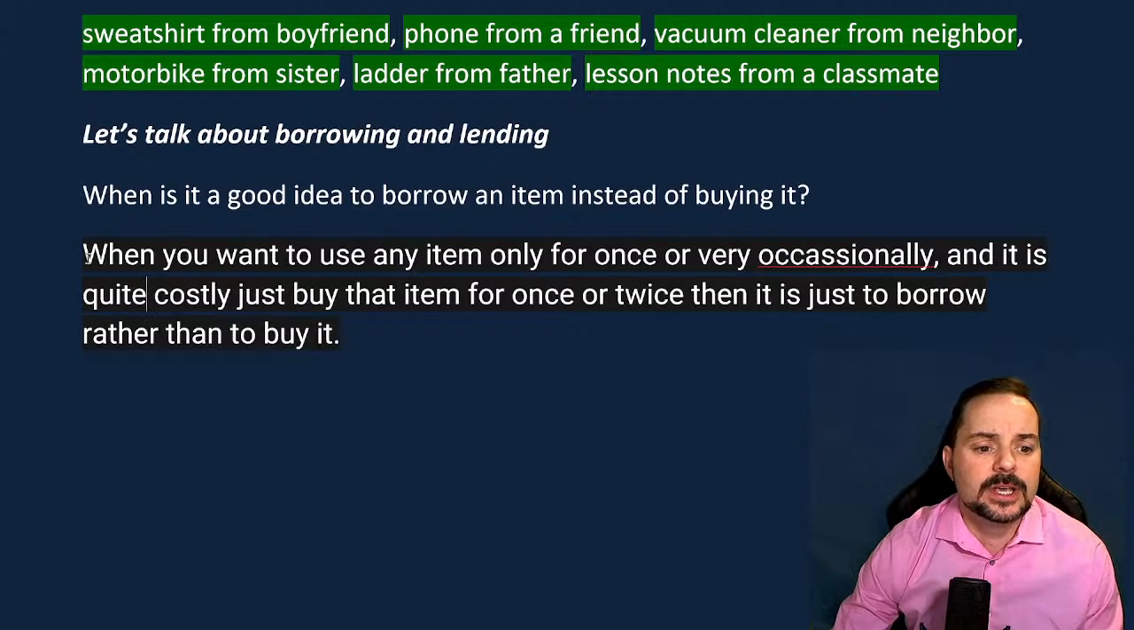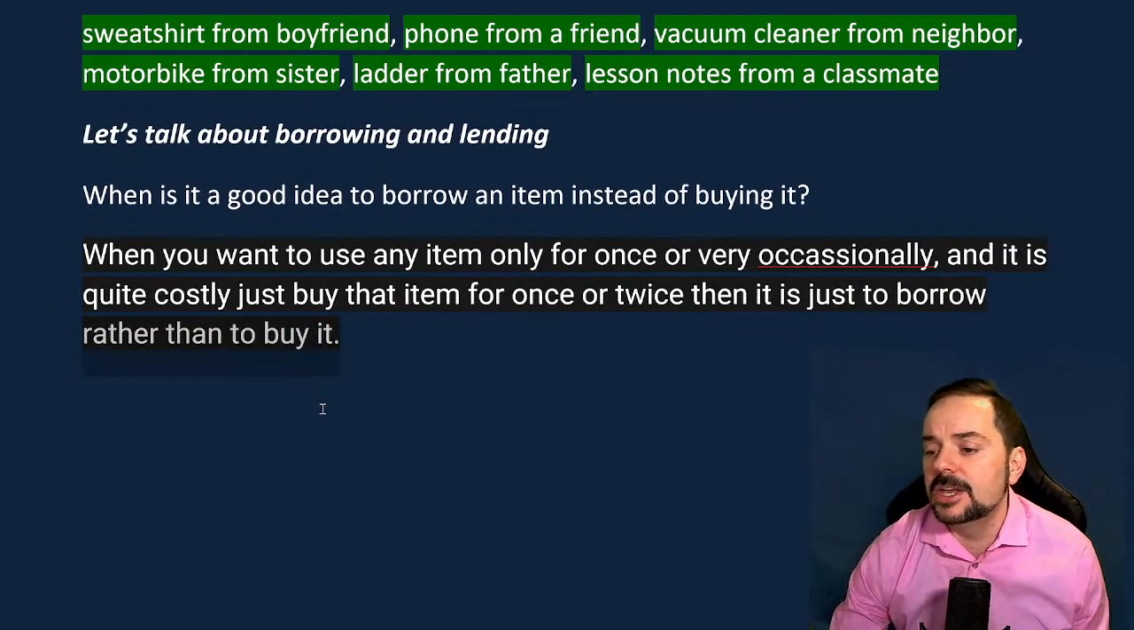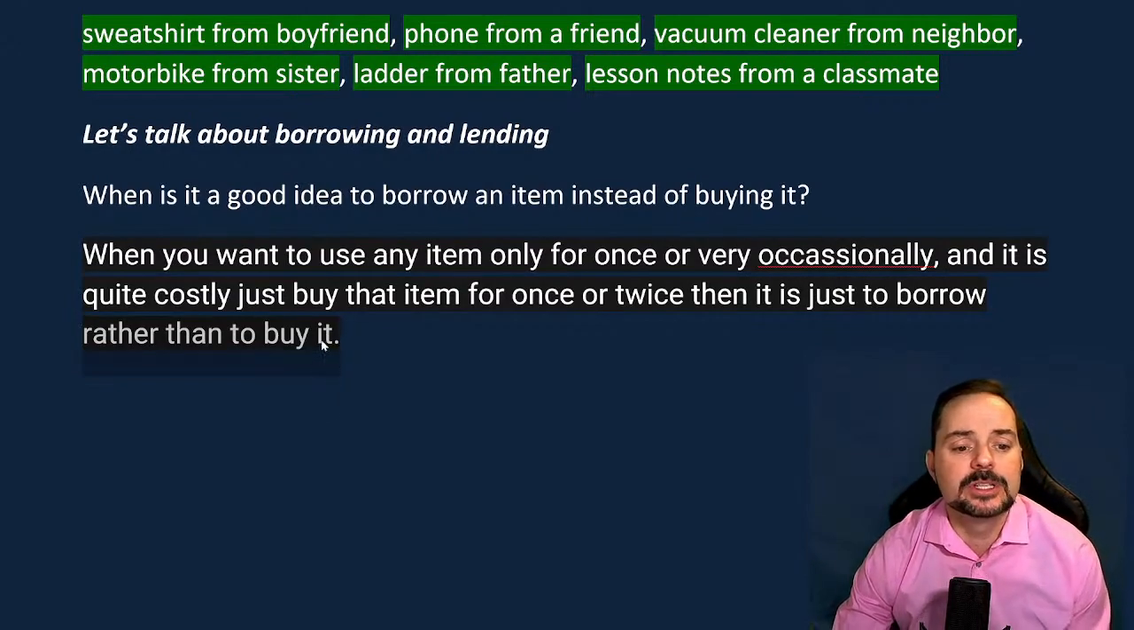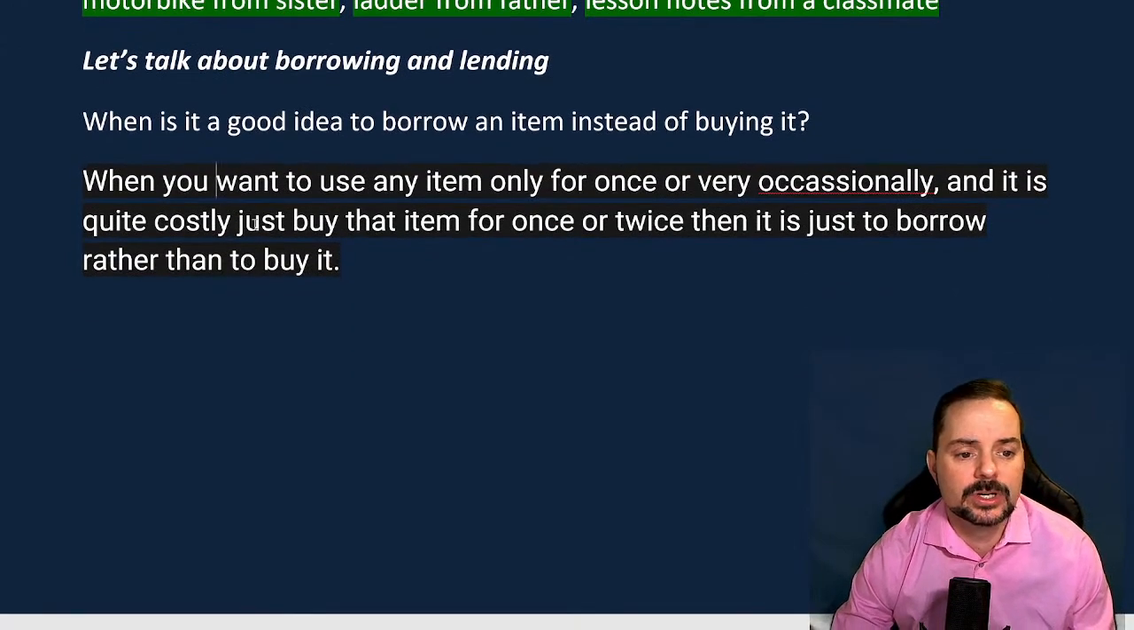So Rahul says, when you want to use any item only for once or very occasionally and quite costly, just buy that item for once or twice, then it is just to borrow rather than to buy it. All right, I kind of get your idea, Rahul, although the grammar is very confusing. So let me correct this, Rahul, and show you how you should answer this.